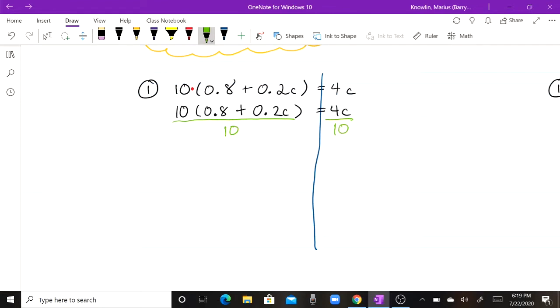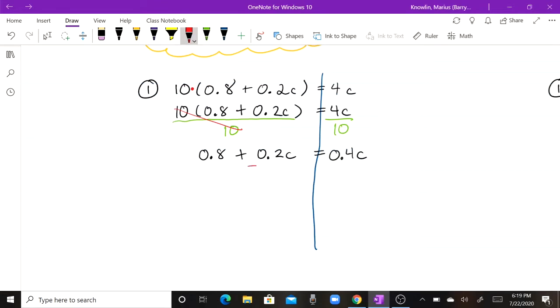What that does on the left side is these 10s cancel out, so I'm just left with what's in the parentheses: 0 and 8 tenths plus 0 and 2 tenths c equals. Now, when I do 4 divided by 10, that's 4 tenths. I can just write that as the decimal, 0 and 4 tenths c. Now I can continue with my regular rules of solving equations. What you do to one side, you do to the other.